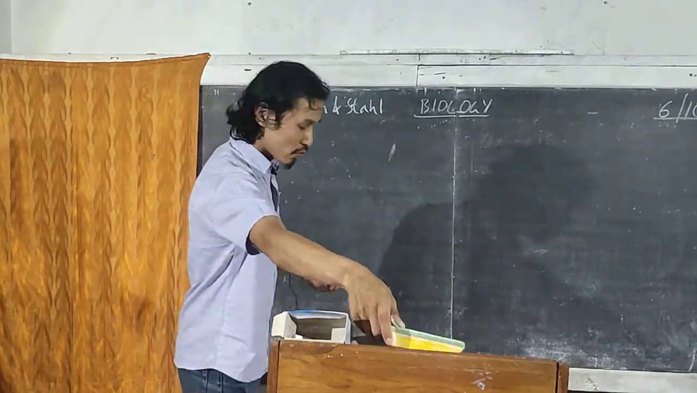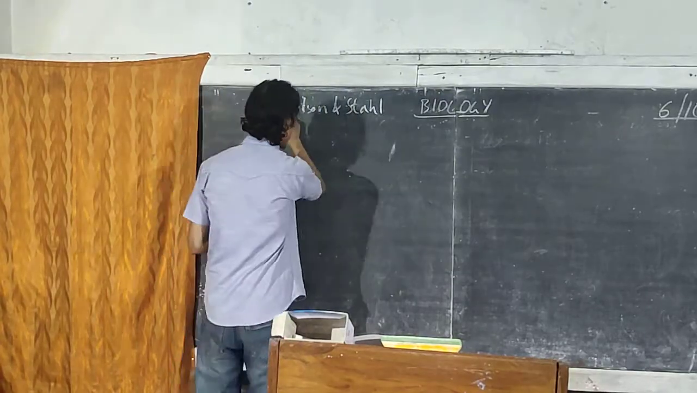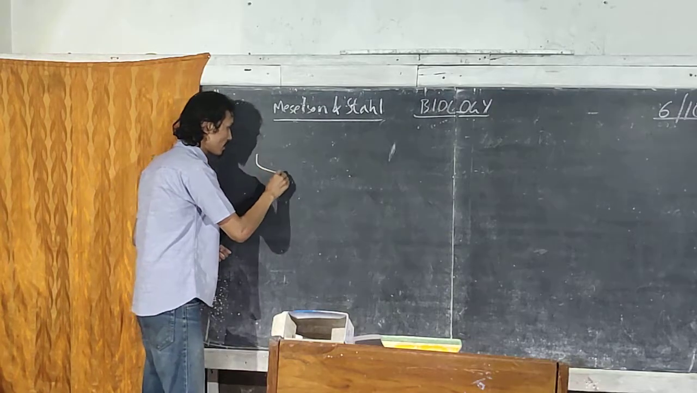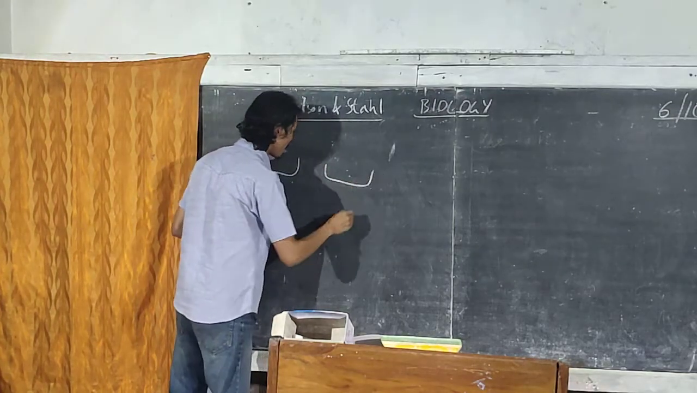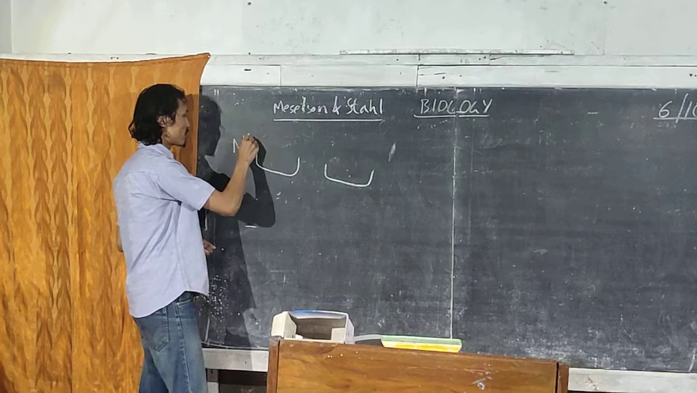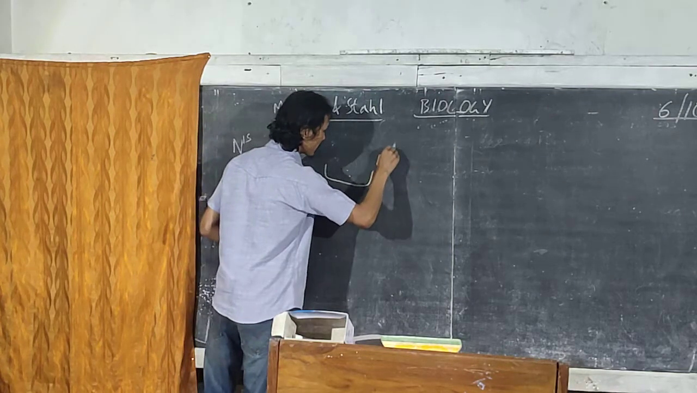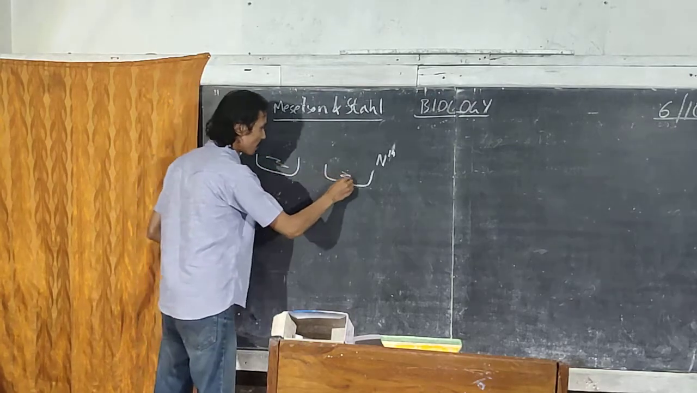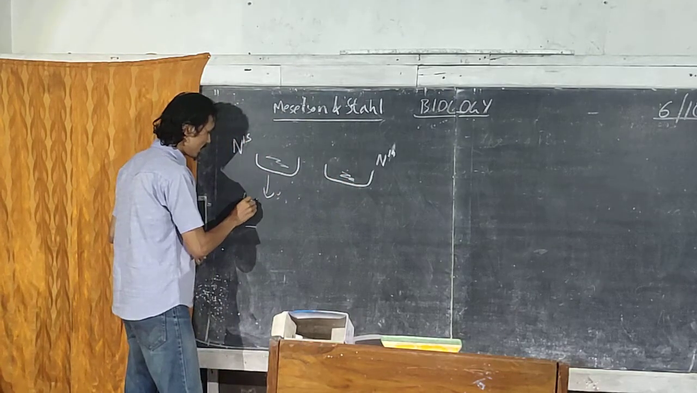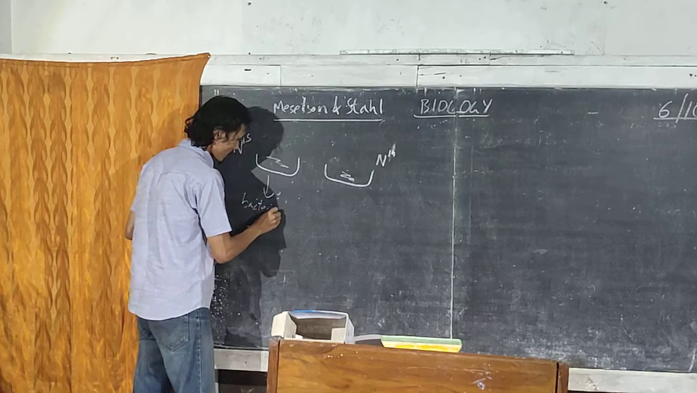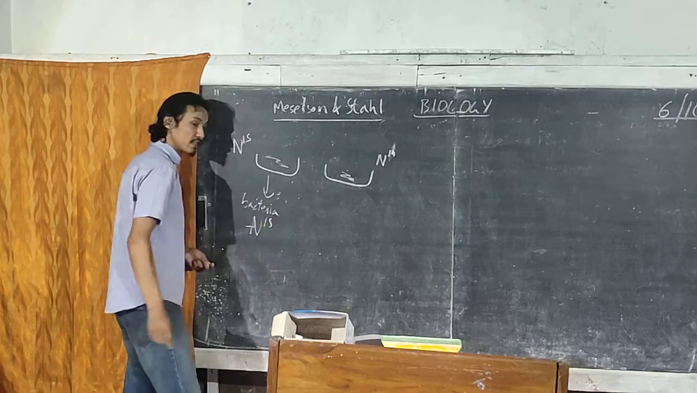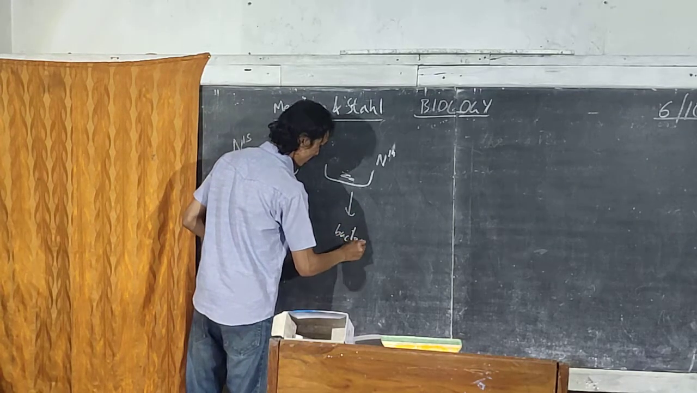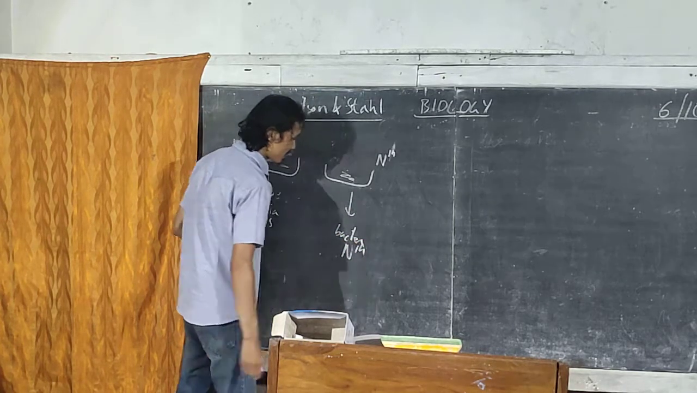So when we talk about semi-conservative replication, Meselson and Stahl grew two bacterial colonies in separate media, one containing a heavy isotope of nitrogen, N15, and the other containing an isotope of nitrogen, N14. So when the bacteria were growing in this medium, this bacteria had N15 in its DNA and this bacteria had N14 in its DNA.